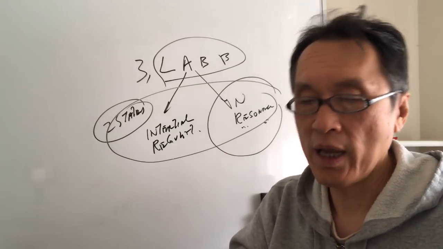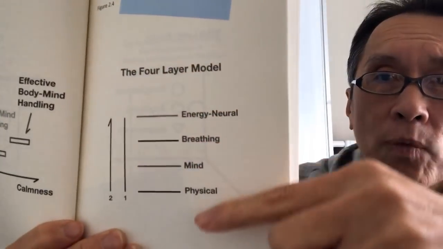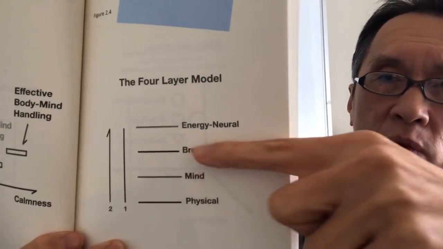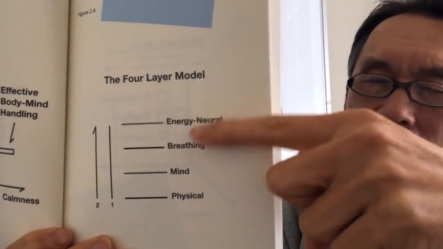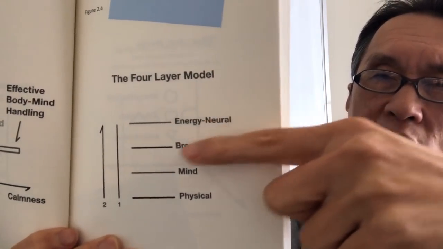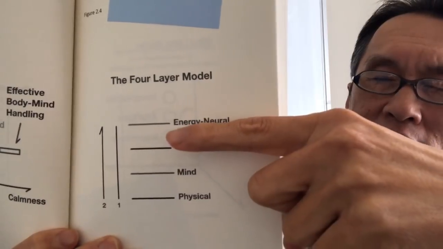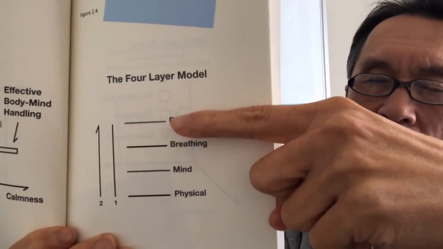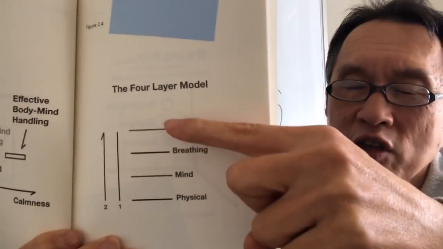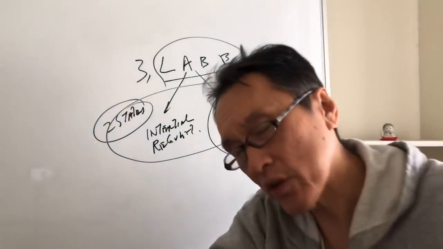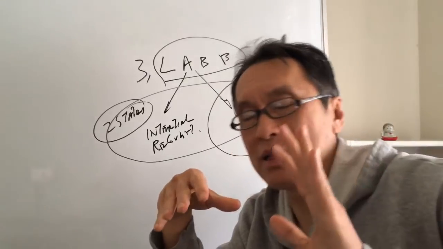And as in the 4-layer model, if one is not able to handle the breathing, one will not be able to handle the energy layer, the neural or qi layer, or the sympathetic and parasympathetic nervous systems in this language. Or energy can be oxygen. Okay, so that's how it is.